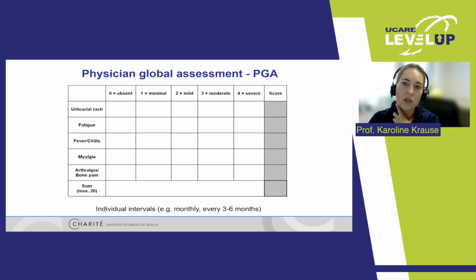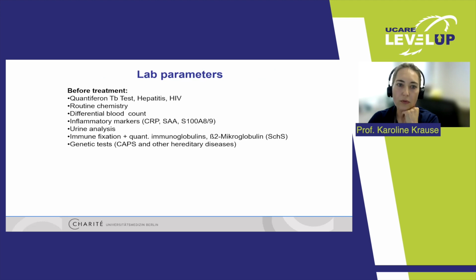Which lab parameters should you apply? Before treatment, it is important, if you're going for an anti-cytokine targeted therapy, to exclude chronic infections such as hepatitis, HIV, tuberculosis. Then we always do routine chemistry, differential blood count, inflammatory markers, besides CRP and SAA levels, also S100 proteins. A8/9 is the most commonly used variant and is very helpful because this can already show subclinical inflammation in patients. Urine analysis is important to look for amyloidosis or rule it out.